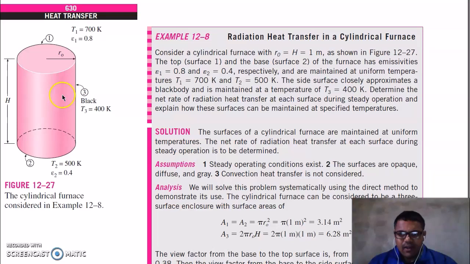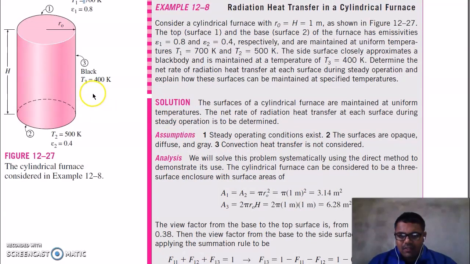Radiation heat transfer in a cylindrical furnace. Consider a cylindrical furnace with radius 1 meter and height 1 meter. The top surface and bottom surface of the furnace have emissivities of 0.8 and 0.4. The temperature is 700 Kelvin for the top and 500 Kelvin for the bottom. The side surface closely approximates a black body and is maintained at a temperature of 400 Kelvin. Determine the net radiation heat transfer at each surface during steady operation and explain how these surfaces can be maintained at the specified temperature.